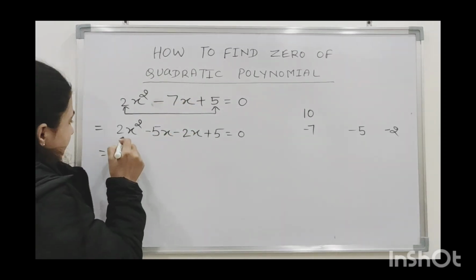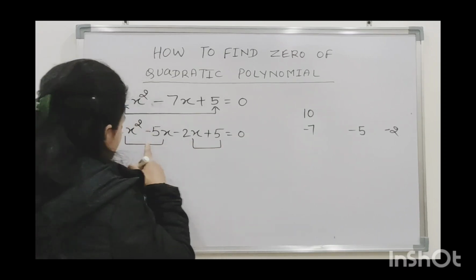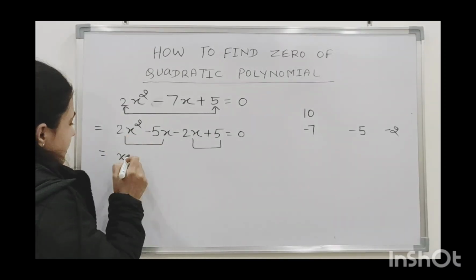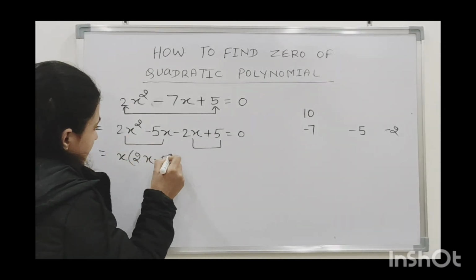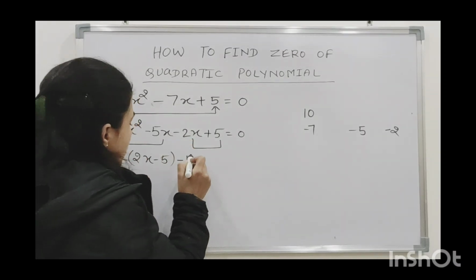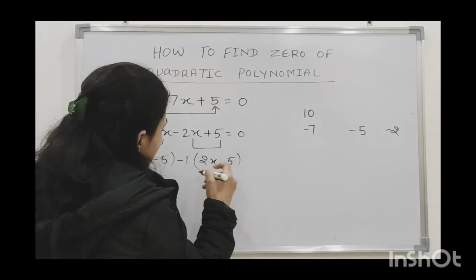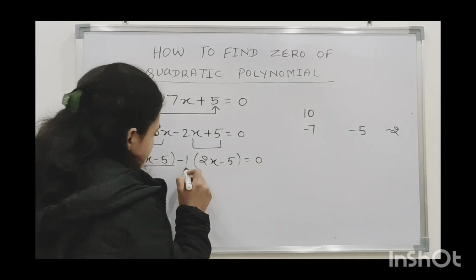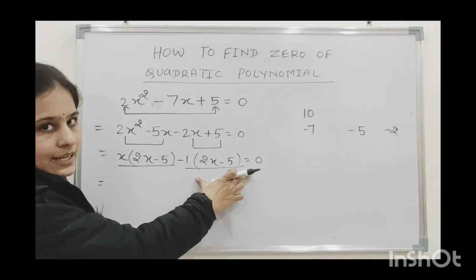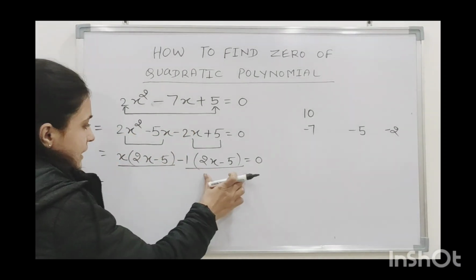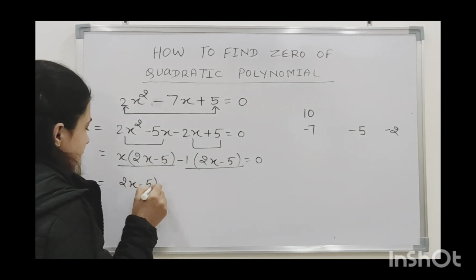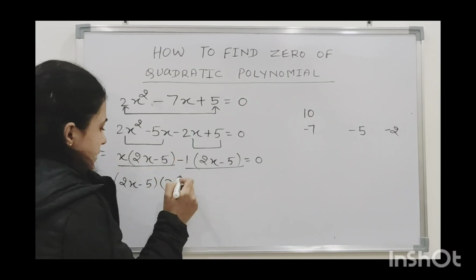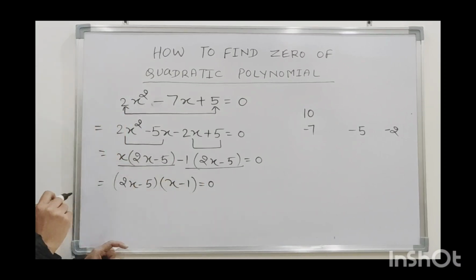Okay, now we have to make pairs of two terms. Let's take common from these two terms. Here it is x. Remaining terms are 2x minus 5, and here -1 is common, and remaining terms are 2x minus 5 equals to 0. Now let's take common from these two terms. This is one term and this is second term. If we take common from these two terms, we will get 2x minus 5 as the common term, and the remaining terms are x minus 1 equals to 0.